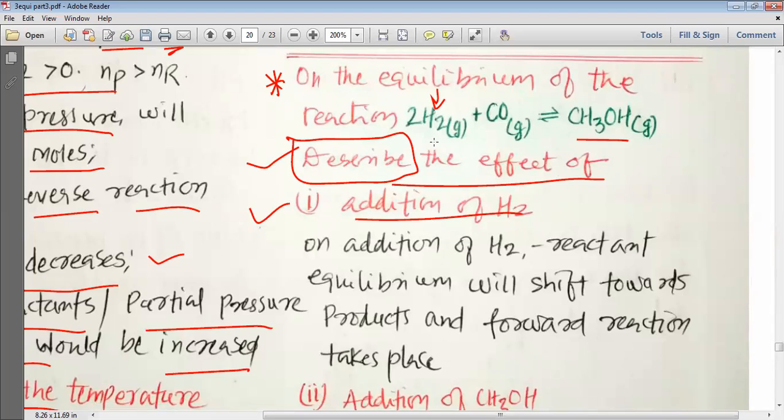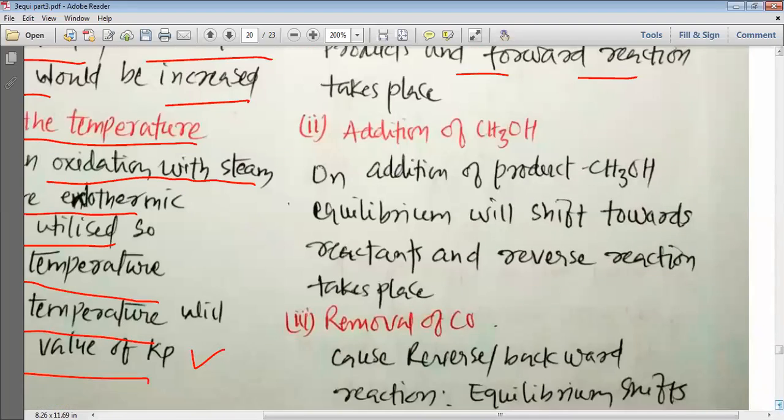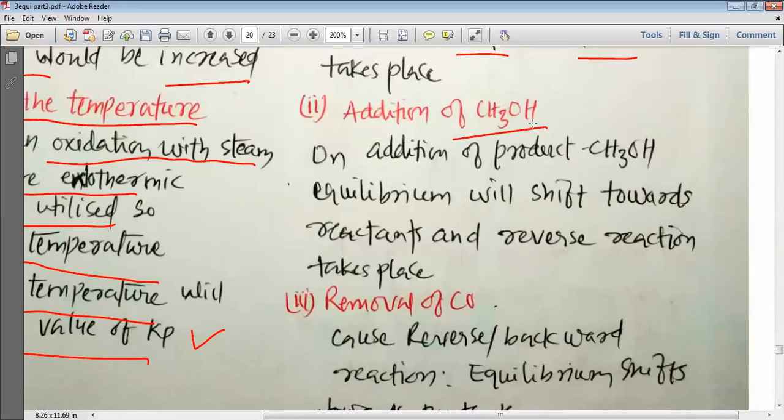At equilibrium, if we add the reactants, the reaction moves in the forward direction, and we get more products. So on addition of hydrogen, which is a reactant, equilibrium will shift towards the product side and forward reaction takes place. Now suppose we add methanol. We know that methanol is a product. So on addition of product, that is methanol, equilibrium will shift toward the reactant side and reverse reaction takes place.